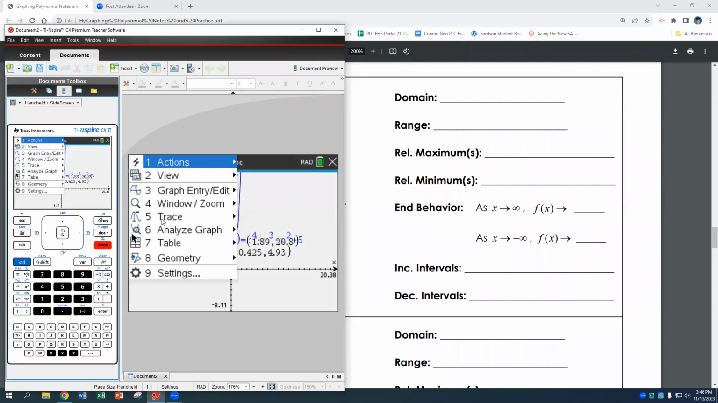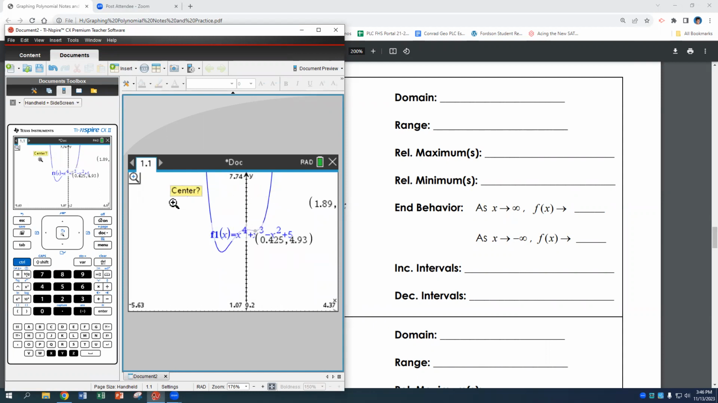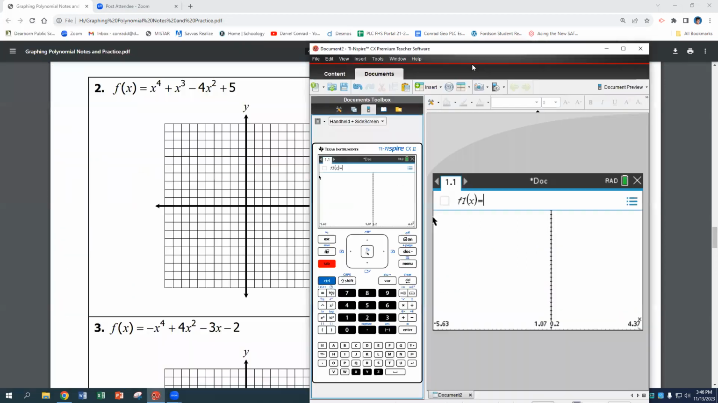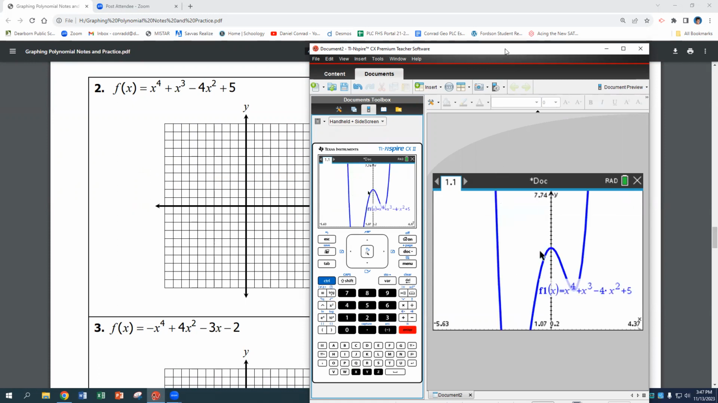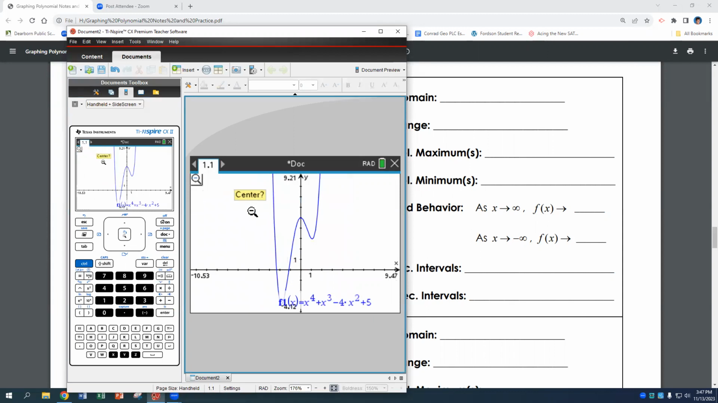Actually, I'm going to zoom back in because it looks like I see it all. Can we get rid of these somehow? Delete. Well, that's fine. Let's put it back in. X to the fourth plus x to the third minus 4x squared plus 5. Enter. And then let me zoom out a little. There we go. Awesome.